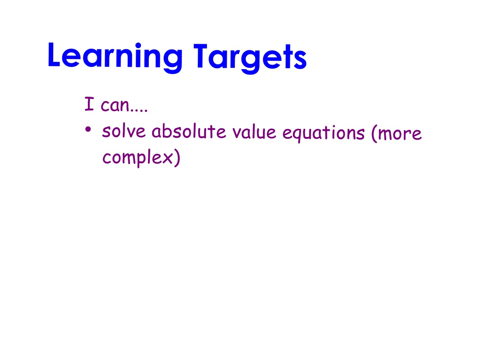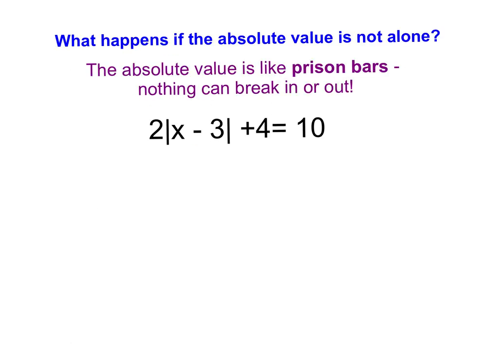In this video, we'll be solving absolute value equations, but this time we'll be looking at things that are slightly more complex. So for example, we might have something like this, but now instead of the absolute value being alone, there may be something around it. And we're going to talk about what we do and how we go about solving this equation if this occurs.